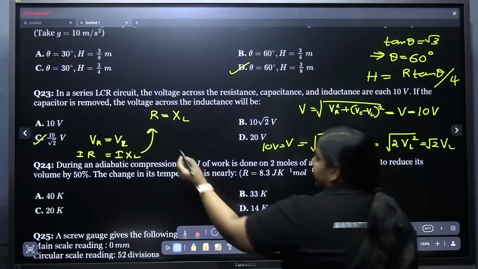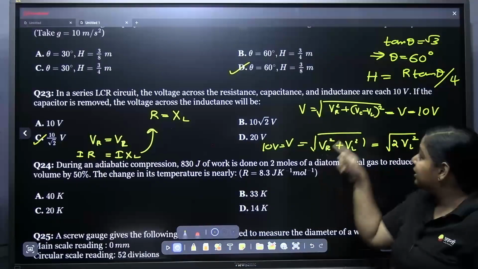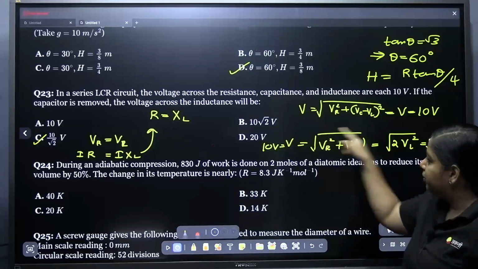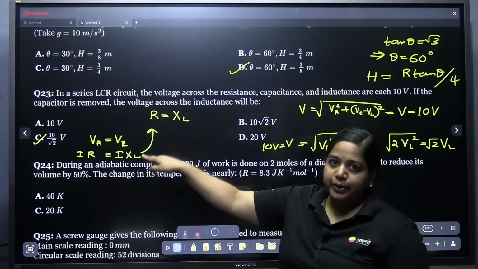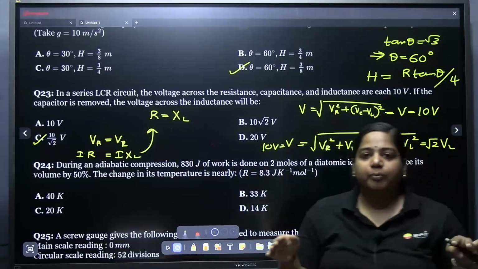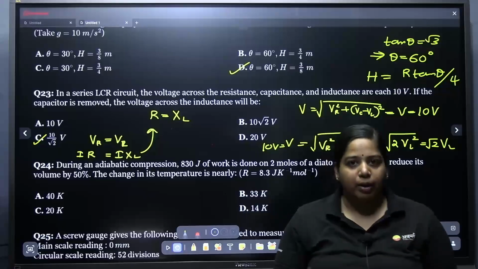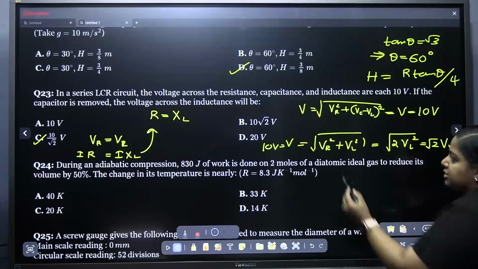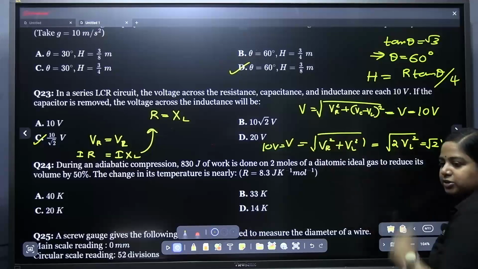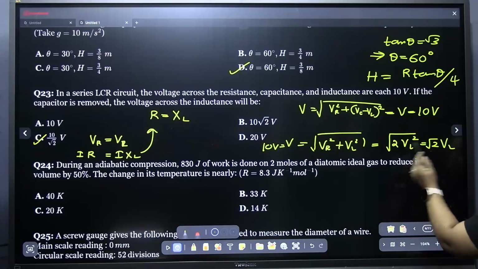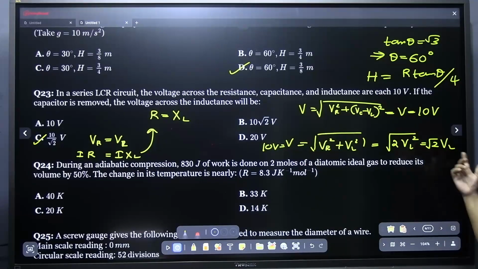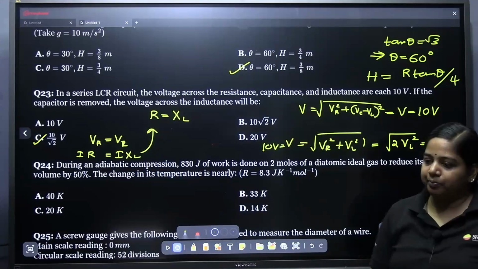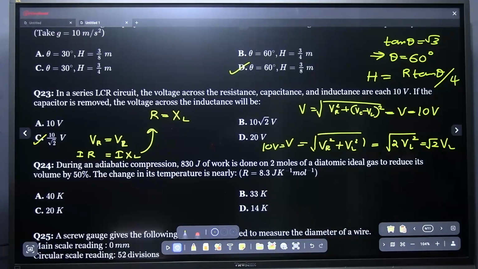So in the new case, VC is not there, so it will be root of VR square plus VL square. Since R equal to XL, the potential drop across them will be the same even if we remove the capacitor. Then instead of VR, I will write VL square only. Then root 2 VL square will come. We only have to find the voltage across the inductance, right? So VL we will get 10 by root 2. Now is it clear? Okay.